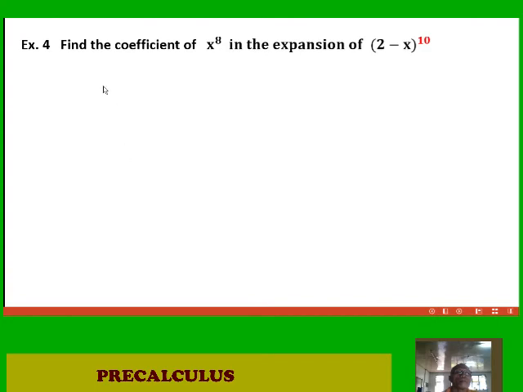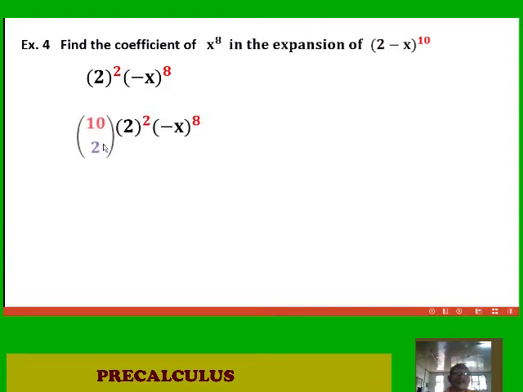Example. Find the coefficient of x to the 8th in the expansion of the quantity 2 minus x to the 10th power. Okay, x to the 8th. In this binomial, the first term is 2. The first term is raised to the second power, so that x to the 8th is the same as negative x raised to the 8th.